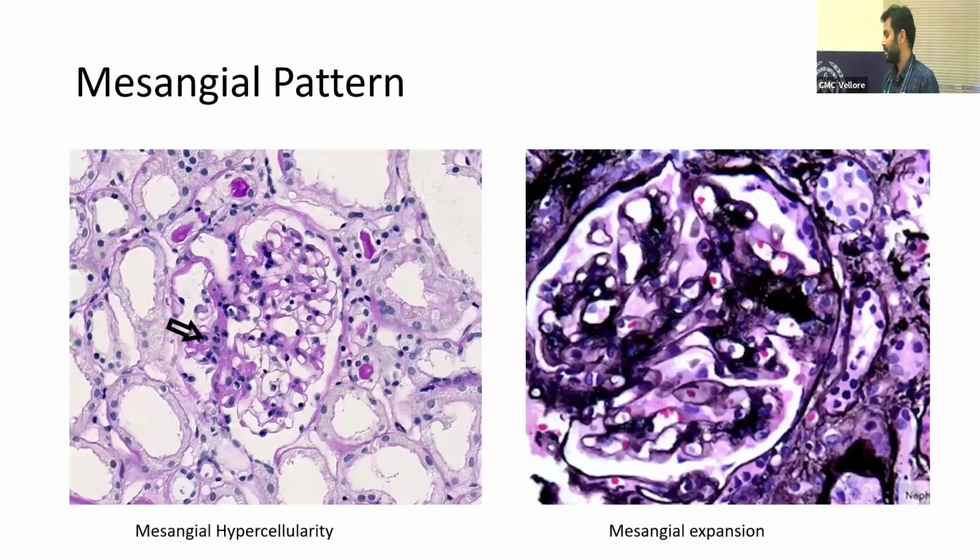This is a mesangial pattern. Usually mesangium will contain only one or two mesangial cells. If you see more than two cells in the mesangium, it is a mesangial hypercellularity. Here you can see this mesangial part showing multiple cell nuclei. So that indicates mesangial hypercellularity. This is a silver stain showing this expanded mesangium. Mesangial expansion means the size should be more than twice the size of a mesangial cell.